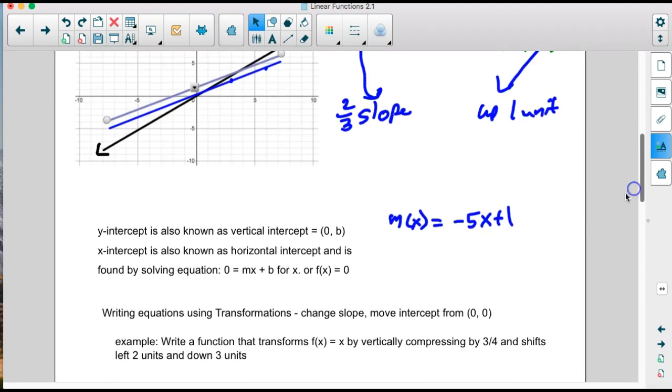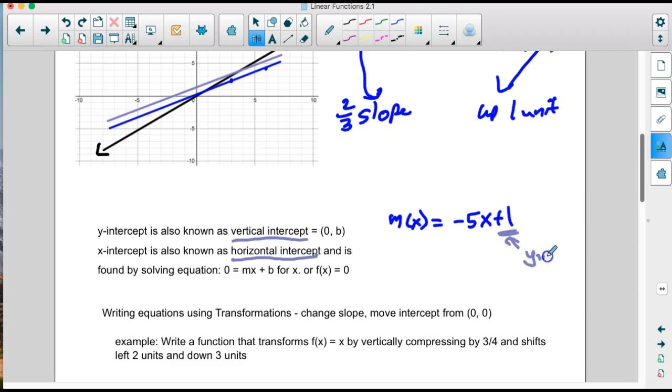Moving on, they also talk about x and y intercepts. X and y intercepts are where they cross the x-axis and where they cross the y-axis. The y-intercept is also known as the vertical intercept. So we need to know that that's a vertical intercept. And the x-intercept is the horizontal intercept. Now we find the intercepts by taking the equation, and for the y-intercept we have it right here. If it's written in function form, this is the y-intercept. So that's 0, b, or 0, 1 in this case.